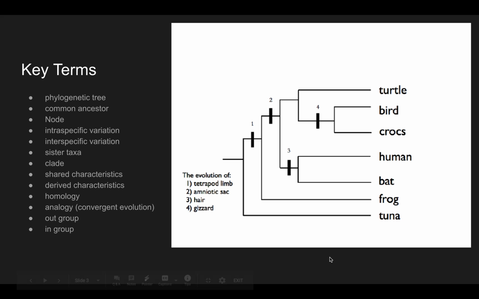And this is a really simple phylogenetic tree. It only has 1, 2, 3, 4, 5, 6, 7 organisms on it. But as you go through the course, you'll get into the double digits, maybe even triple digits of organisms that you need to know. So understanding these terms is really important in general.